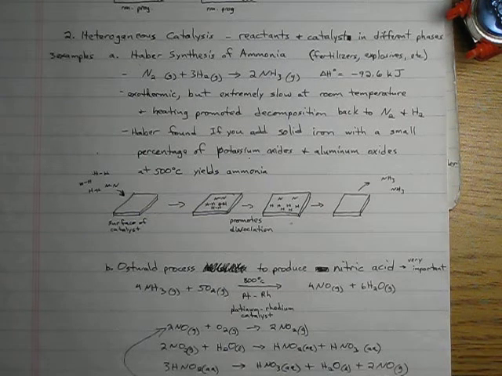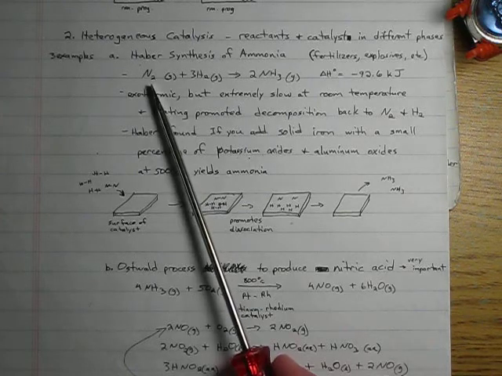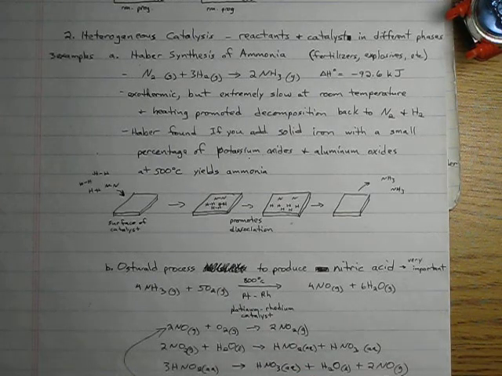However, it's extremely slow at room temperature. The activation energy is very high, mainly because N2 has a nitrogen-nitrogen triple bond, and we remember from Gen Chem 1 that triple bonds are very strong. And so breaking that nitrogen-nitrogen triple bond takes a lot of energy. That means it's got a very high activation energy, which means this reaction is very, very slow.